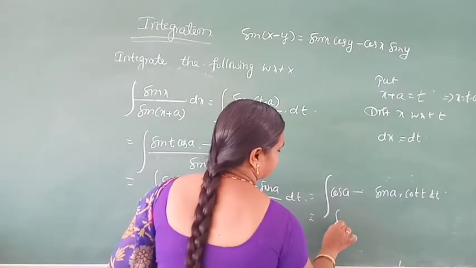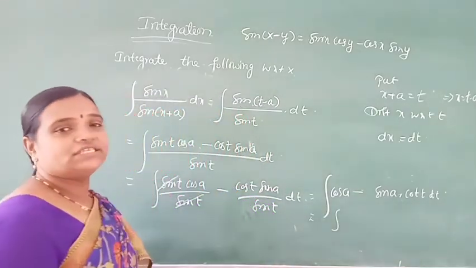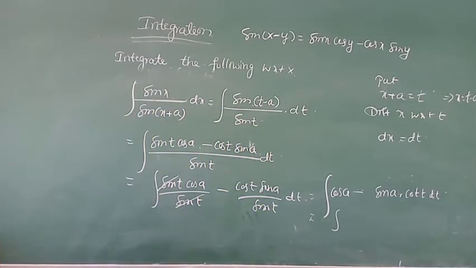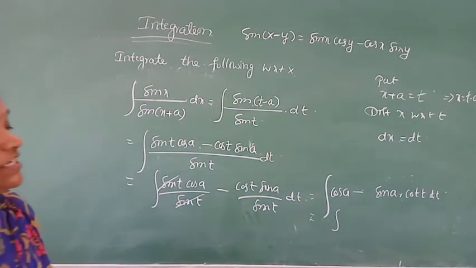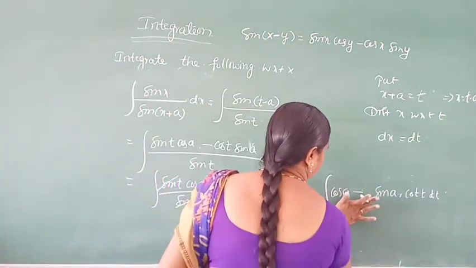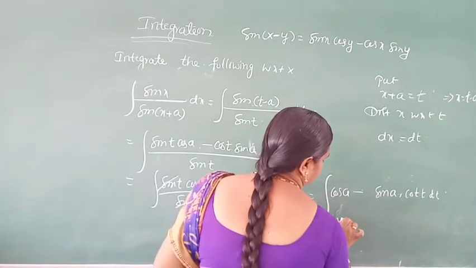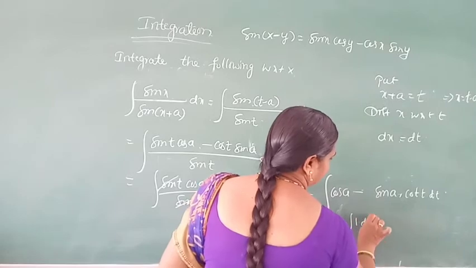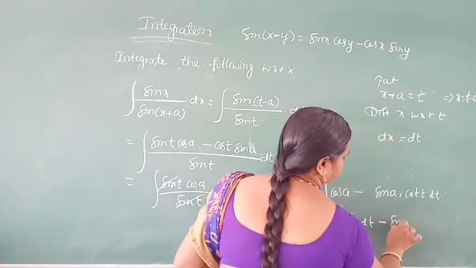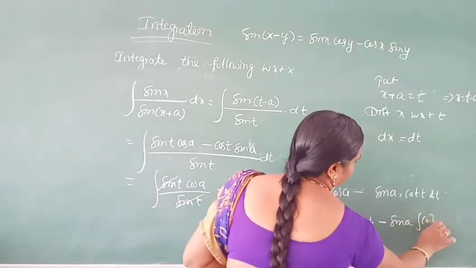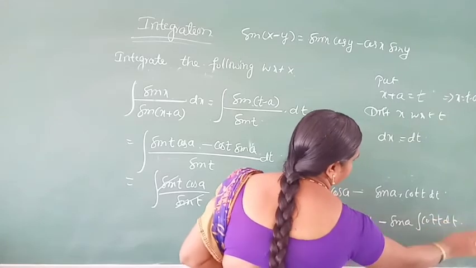That one we get integration of c. This is a variable in the form of t. Therefore, a represents what? A constant. Correct. Therefore, cos a take outside. Do the integration of 1 dt, minus sin a is a constant. Take outside. Do the integration of cot t dt.